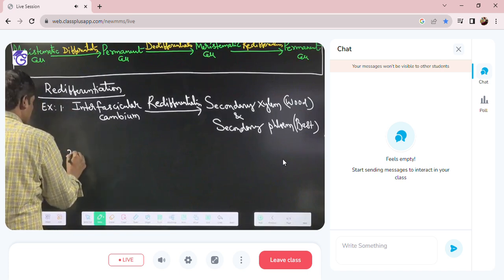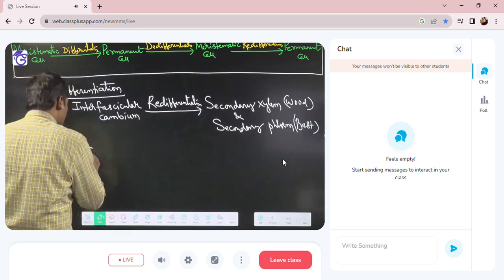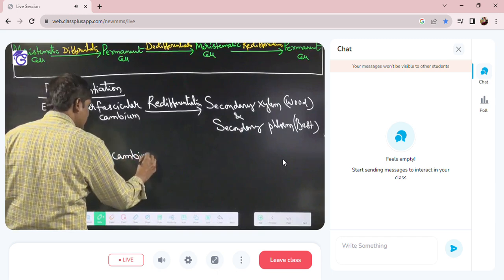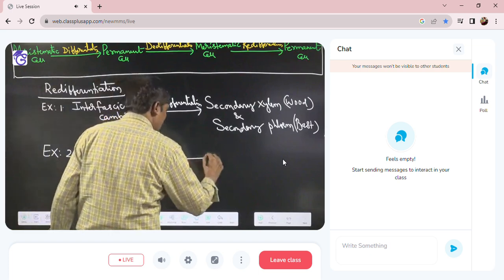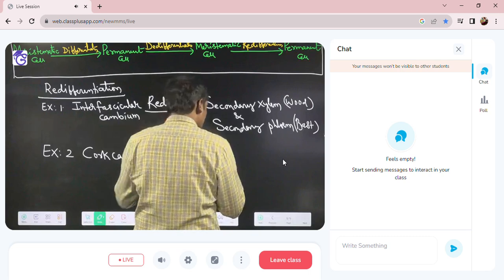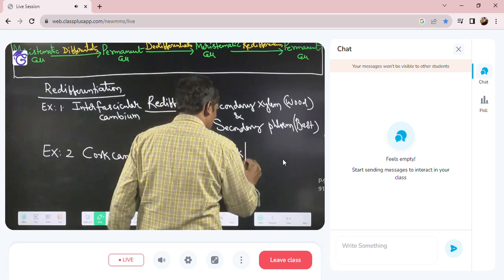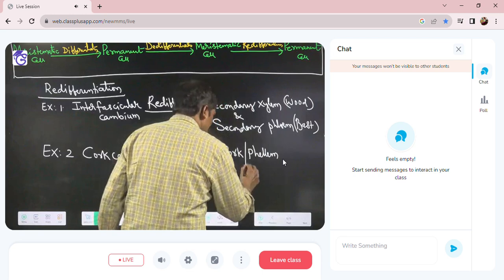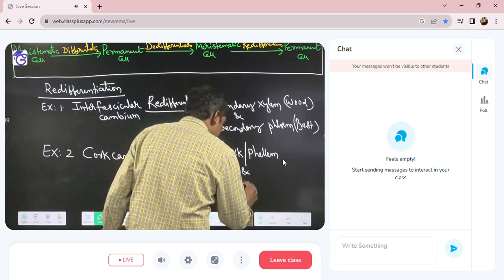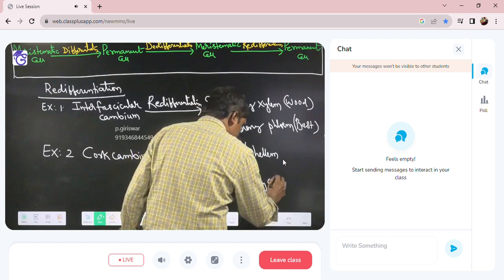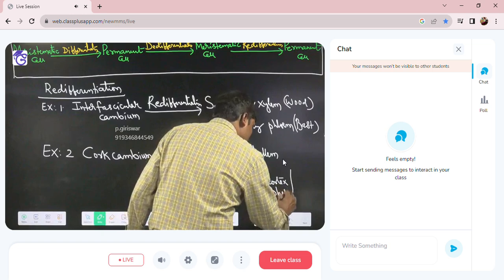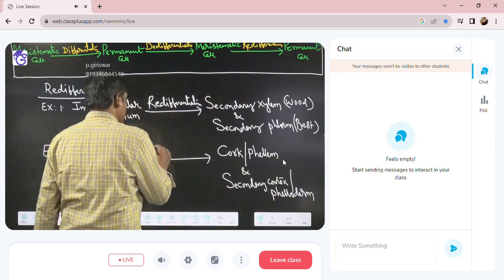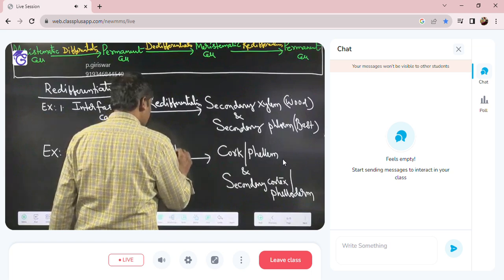Example 2. Cork cambium formed by de-differentiation undergoes redifferentiation and forms cork or phellum towards the outer side, and secondary cortex or felloderm towards the inner side, also by redifferentiation.